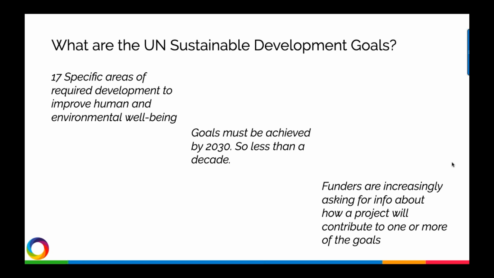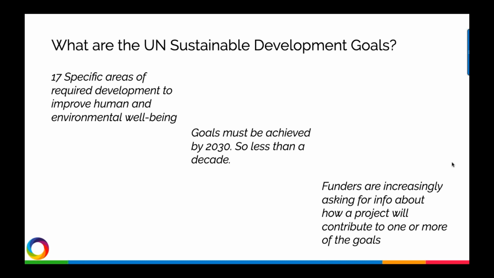For anybody who's not initiated, I'd imagine that very few on the call would need this, but the UN Sustainable Development Goals consist of 17 very specific areas of required development to improve human well-being, and that does include the environment. It's not just all about humans anymore. Those goals are scheduled to be achieved by 2030. So nine and a bit years, right? Not that far away now. And they were announced quite a while ago, I think, forgive me, in the 1990s.